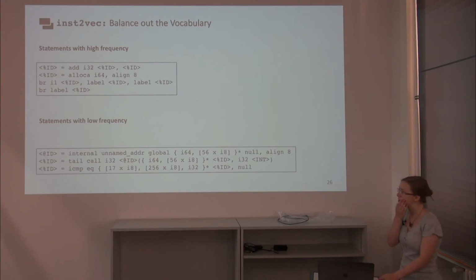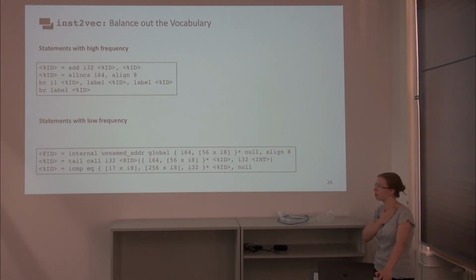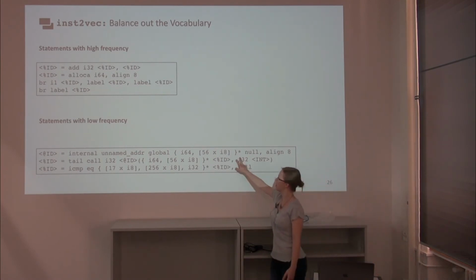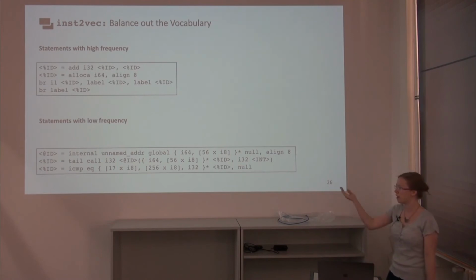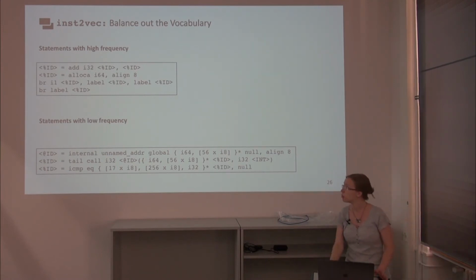On the other hand, you have statements with very low frequency, like this first line, which is the declaration of a global variable with a very specific custom structure. That might not occur that often. Function calls with specific signatures are another example. How do you balance that out?